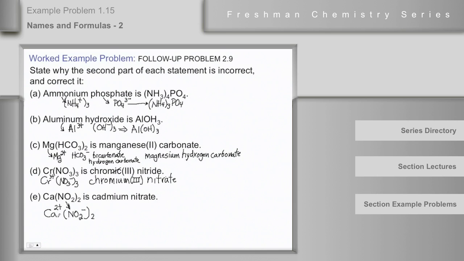So the correct name for this formula is calcium nitrite. From the implied charges on the calcium ion 2 plus and nitrite ion a single negative charge, you get the formula, so you don't have to put calcium dinitrite or anything like that. There's enough information here, and the things that were wrong is it shouldn't be cadmium, it should be calcium, and it shouldn't be nitrate, it should be nitrite.